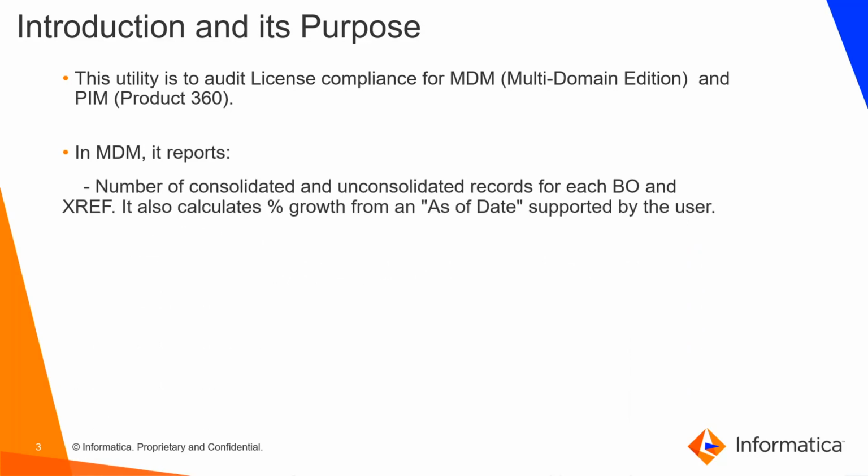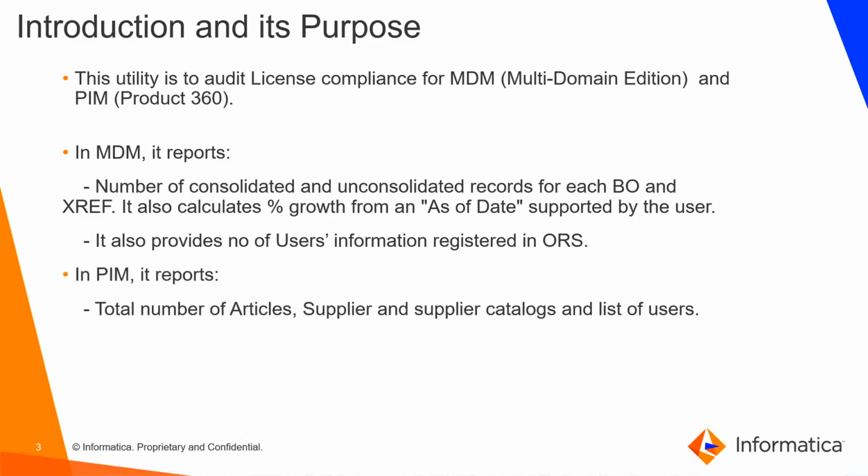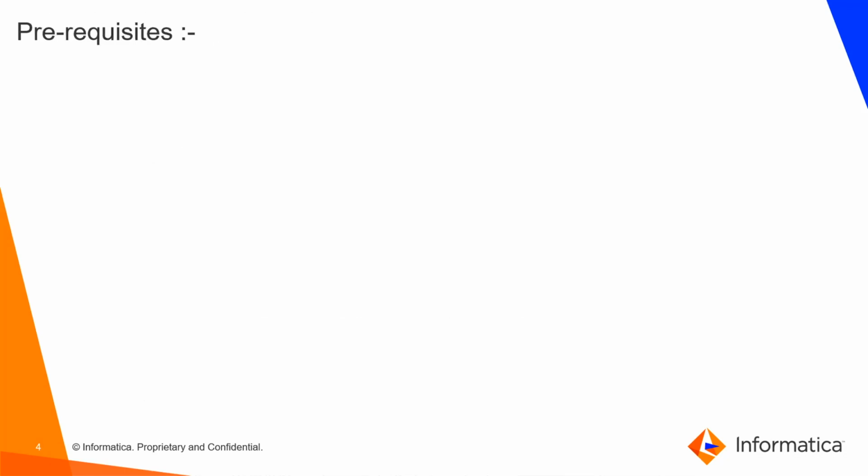In MDM, this reports the number of consolidated and unconsolidated records for each BO and XREF. It also calculates the percentage growth from the as-of date, which we will give during the run, to the till date. This utility in MDM also reports the number of users registered in all the ORSs. In PIM, this reports a few things like the number of articles, supplier catalogs, and the list of users registered in PIM.